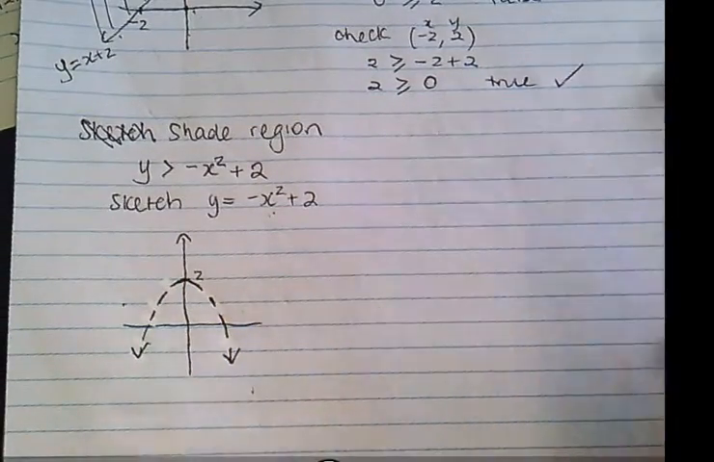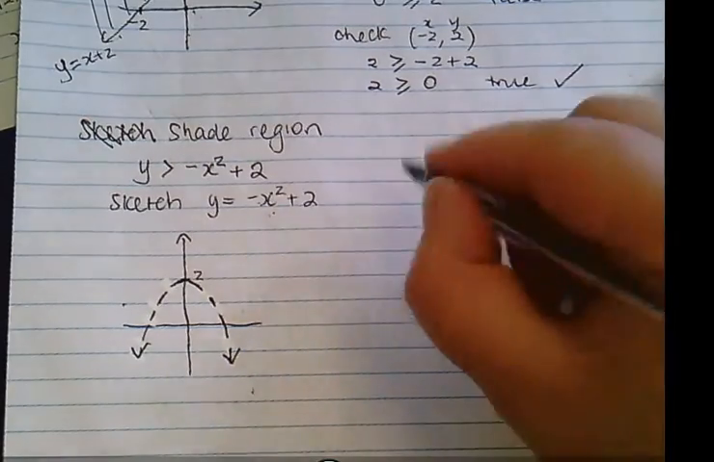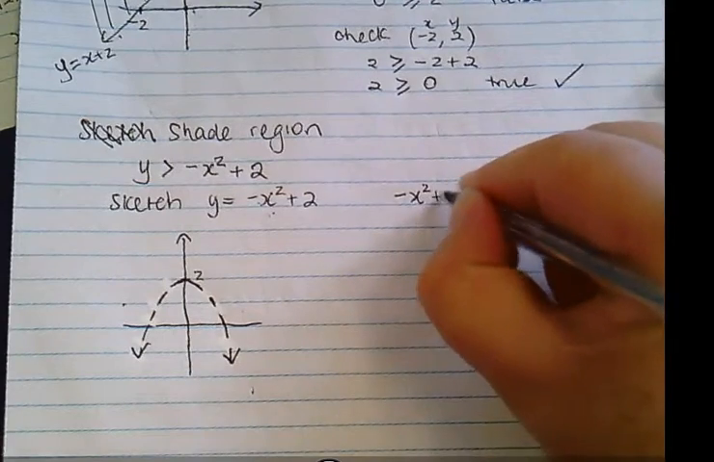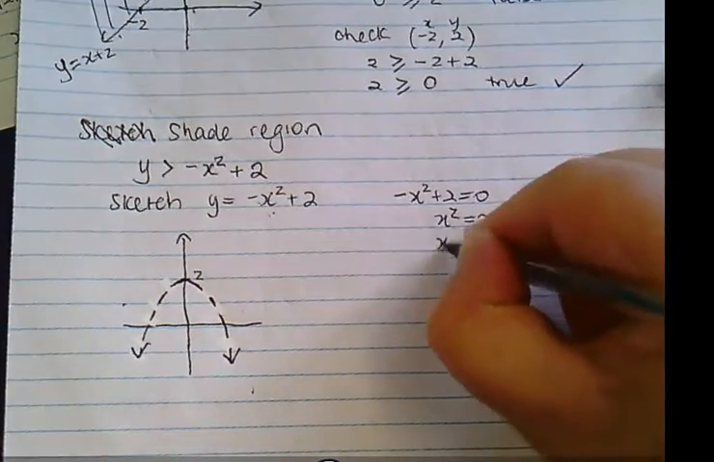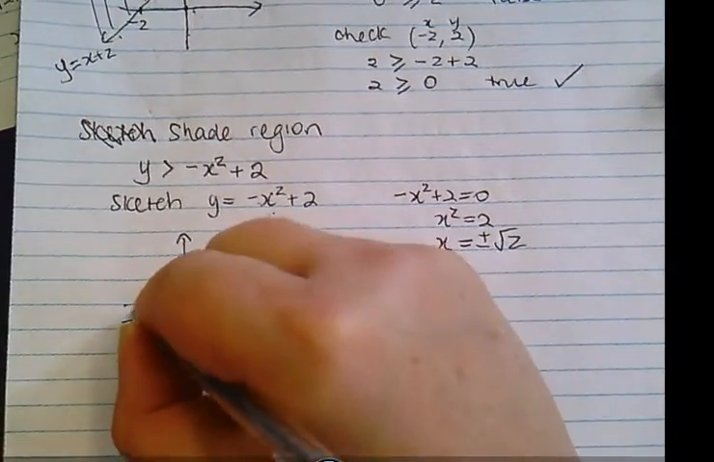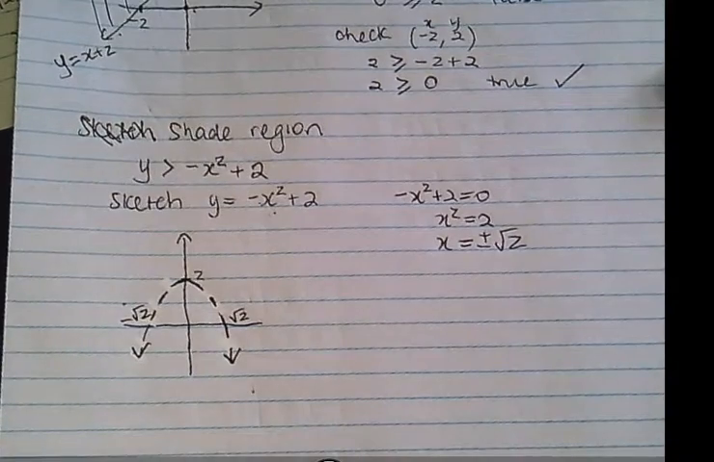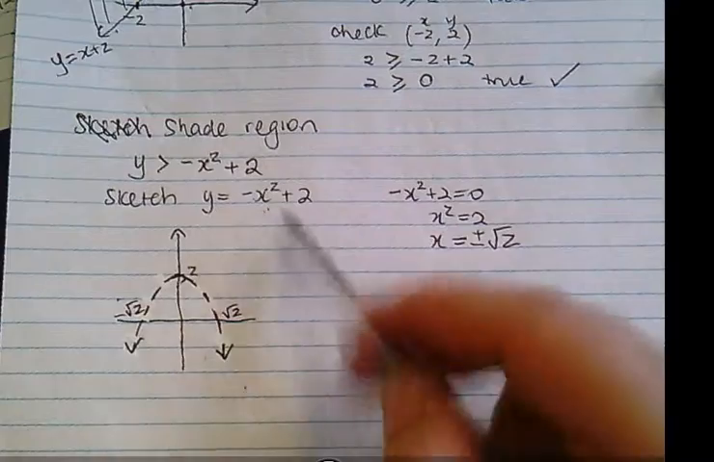Any idea what the x-intercepts would be? Putting that equal to 0. Negative x squared plus 2 equals 0. That means that x squared is 2. X is plus or minus the square root of 2. So where do we have to either shade underneath here or outside?